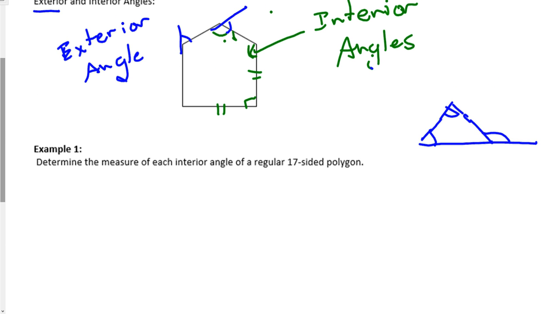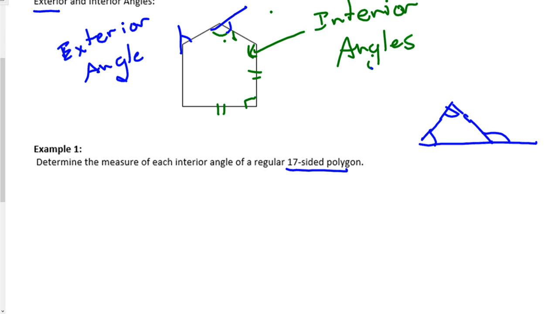What we want to do here is determine the measure of each interior angle of a regular 17-sided polygon. In middle years geometry, you would have talked about a pentagon, a hexagon, a heptagon, an octagon. You probably went up to 10, deca. You've never covered 17-sided polygons or 22-sided polygons. I'm not going to try to draw one here because they start to get a little ridiculous, but we can find the measurement of the interior angles.